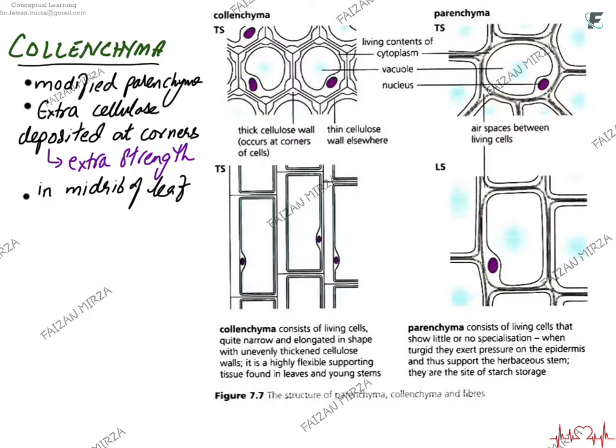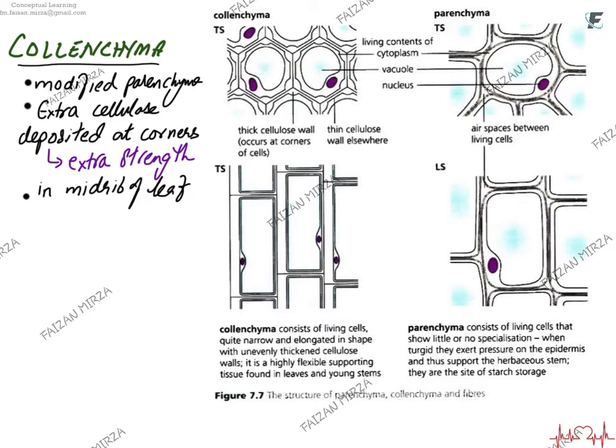Collenchyma. Collenchyma are modified parenchyma cells. They have extra cellulose deposited at the corners for extra strength. So these are the collenchyma cells. You can see that these are just normal plant cells with normal cell walls of cellulose. But the corners, the edges, have extra cellulose deposited. This extra cellulose at the corners of these cells provides extra strength to this tissue. So wherever collenchyma is present, extra strength will be provided to that organ where they are present.